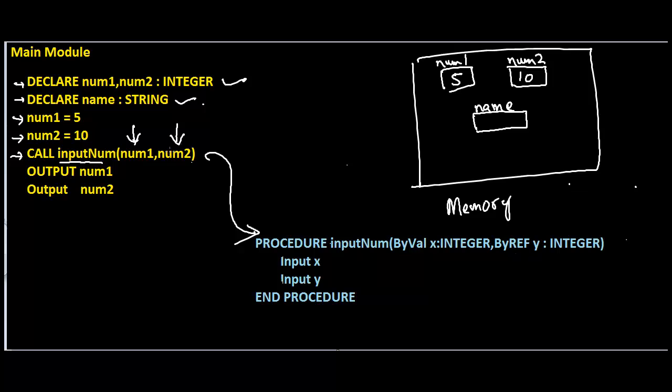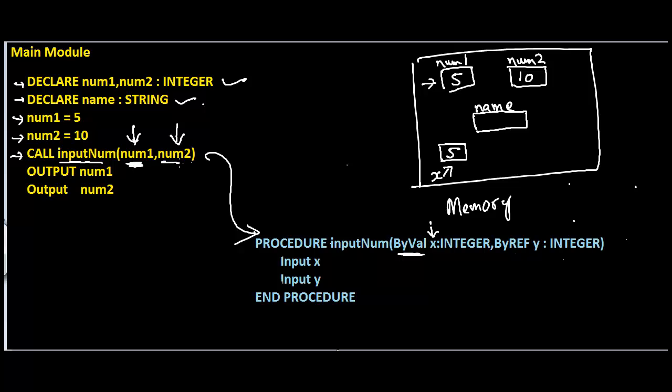What should be noted here is that the first parameter, which is num1, is being passed by value. By value means that a copy of num1 is going to be made, and this copy will be pointed to by this parameter x. So x is now going to point to a copy of num1.